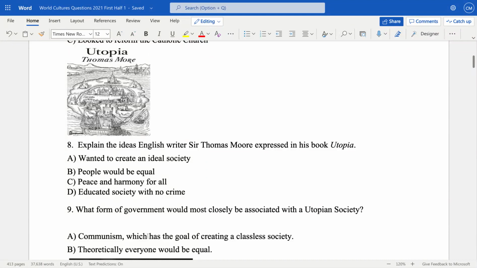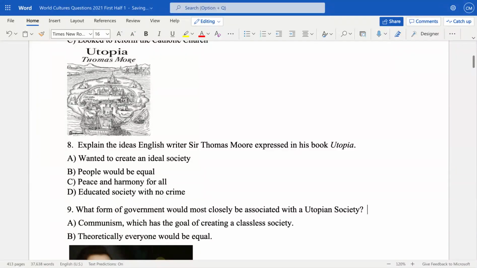Number nine, what form of government would be most closely associated with a utopian society? Communism, which has the goal of creating a classless society, and theoretically everyone would be equal. And again, when you think about communism, it's not really ever worked out in practice as it's written down in theory. So that's why I put theoretically everyone would be equal.